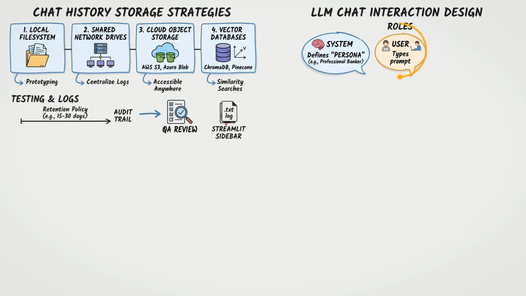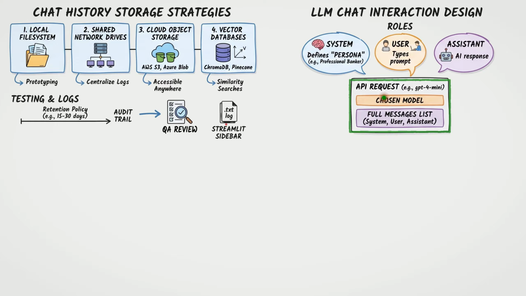Then we have the user, who is the person typing the prompt, and the assistant, which represents the AI's response. When making an API request to a chosen model, you must pass this full, ordered list of messages so the model understands the entire conversational context. Of course, when building this, you will encounter errors, which brings us to debugging strategies.